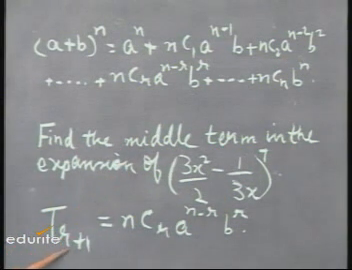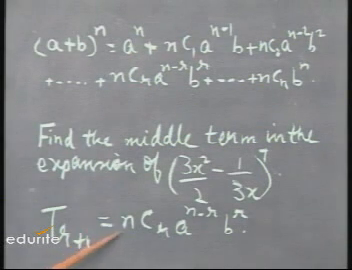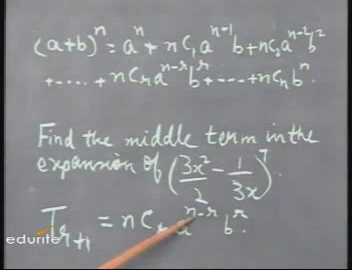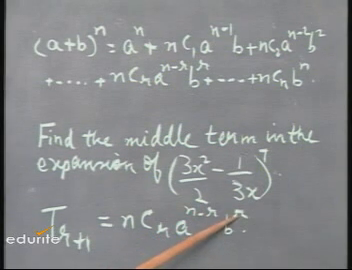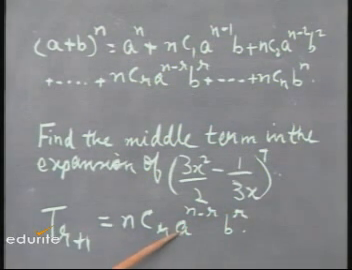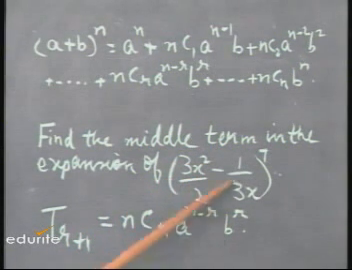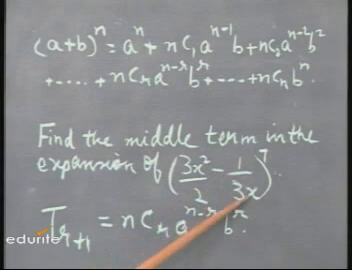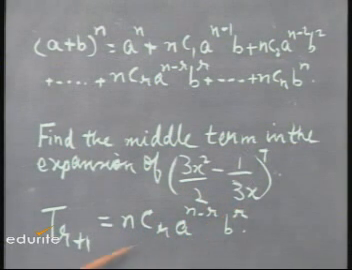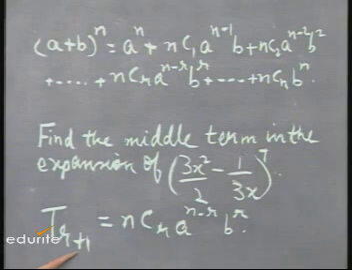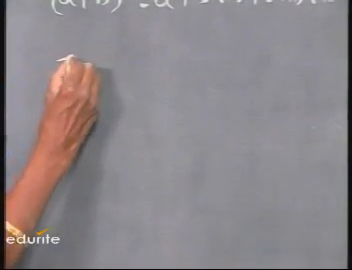Now in this case we have the (r+1)th term, as we pointed out in the theorem, is nCr a^(n−r) b^r. A stands for the first term, which here is 3x²/2. B stands for the second term, which is −1/(3x). So when we find the middle term, we are finding 2 terms, that is the 4th and the 5th term.